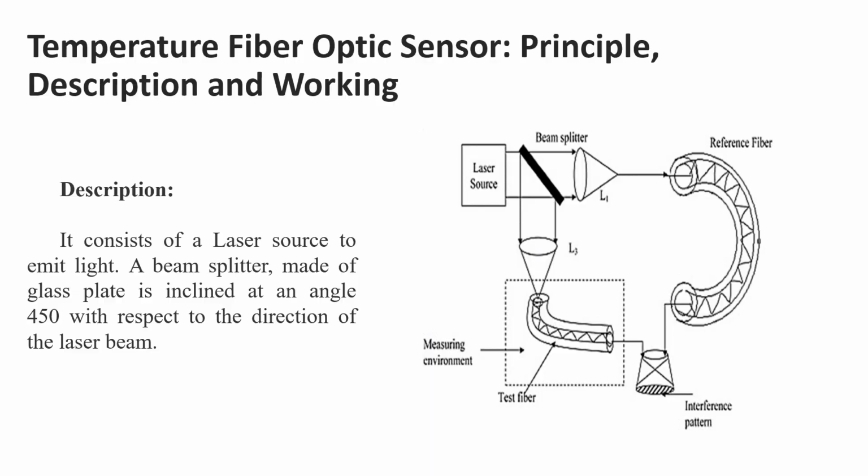Now we look into the diagram. If you see here, you have the laser source, beam splitter, and then lens arrangement. And you have the two fibers here, reference fiber and then the test fiber. The test fiber is an optical fiber which is kept in the measuring environment. Then the light from the two fibers is made to superimpose and it is recorded in the interference recording medium, and then you get it in the form of an interference pattern. It consists of a laser beam to emit light. A beam splitter is made up of a glass plate which is inclined at an angle of 45 degrees with respect to the direction of the laser beam.